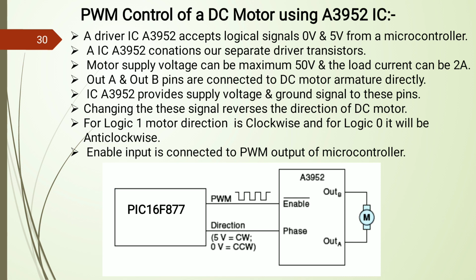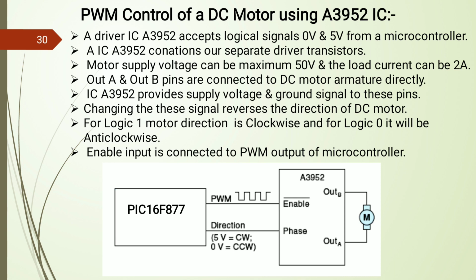Again, it will drive a motor having a maximum voltage capacity of 50 volt, and it can deliver a load current up to 2 ampere. And the 4 pins, as shown in the diagram, are enable, phase, out A, out B.